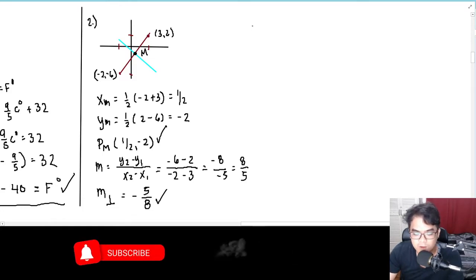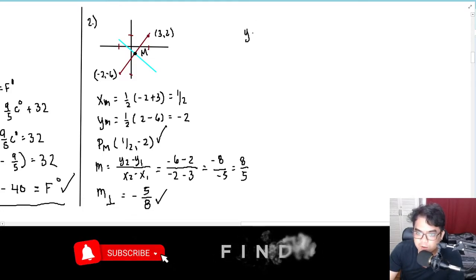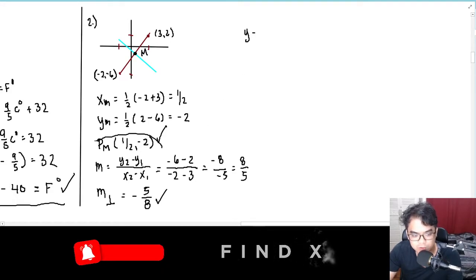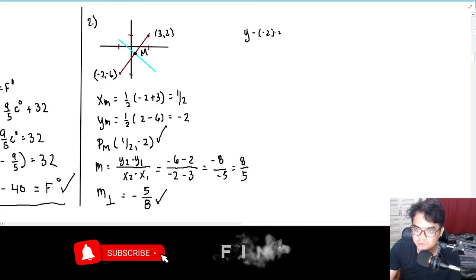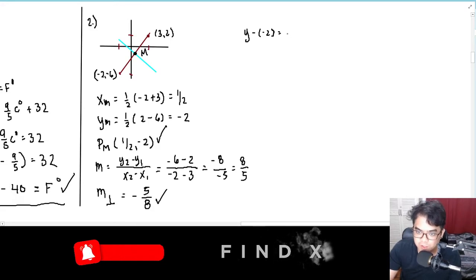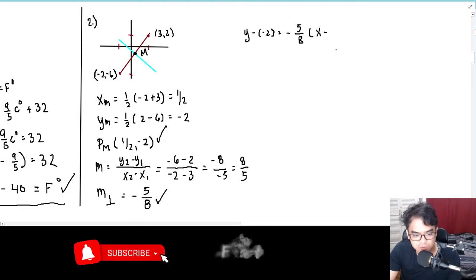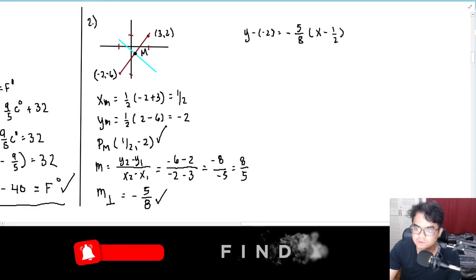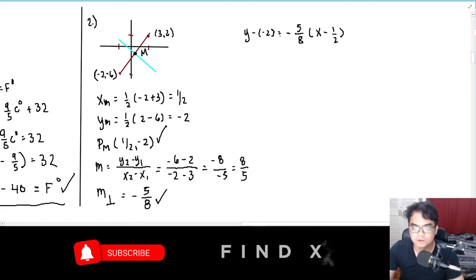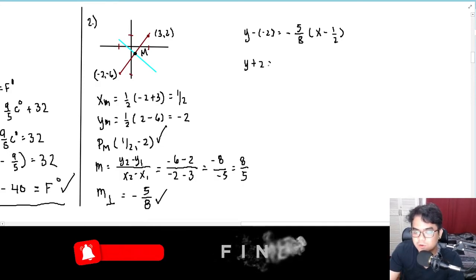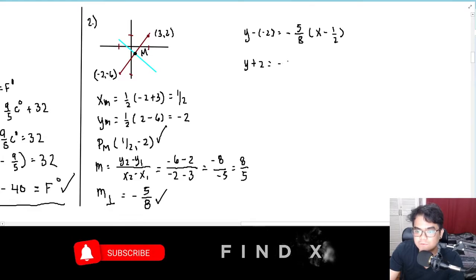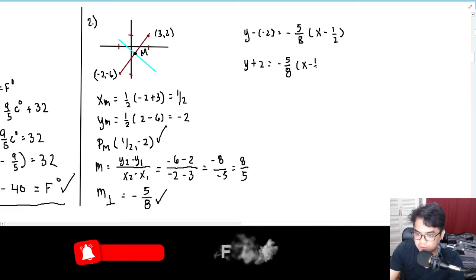Applying that formula, that will become y minus y1. Your y1 will be the midpoint, so minus, this will become negative 2, equal to the m, and your m is negative 5 over 8, times x minus, but your x is 1 half. All you have to do is make this into a general equation. So this will become y plus 2 equal to negative 5 over 8 times x minus 1 half.